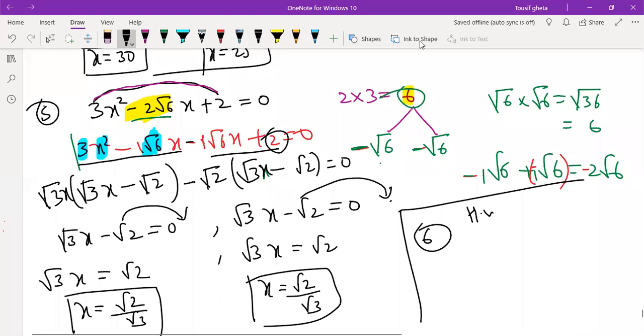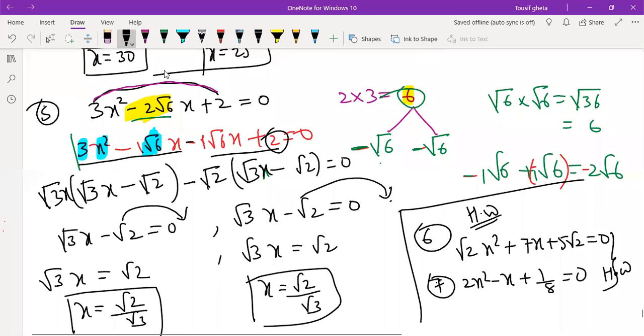Homework, one question you take. Homework. These two questions you try on your own. If you have a doubt, you can message me or you can call me. We will help you out.